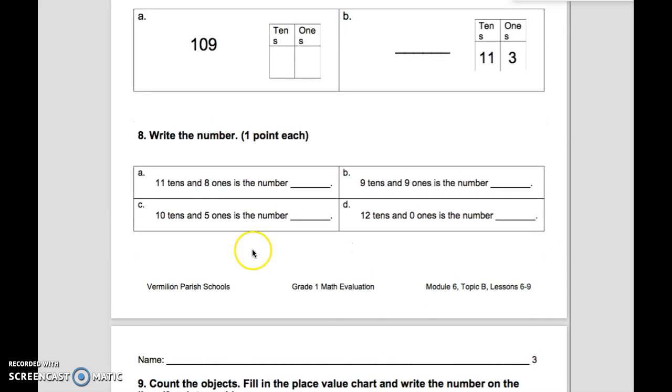And the last one, number 8. Write the number. A, 11 tens and 8 ones is the number blank. B, 9 tens and 9 ones is the number blank. C, 10 tens and 5 ones is the number blank. And your last problem, D, 12 tens and 0 ones is the number blank.